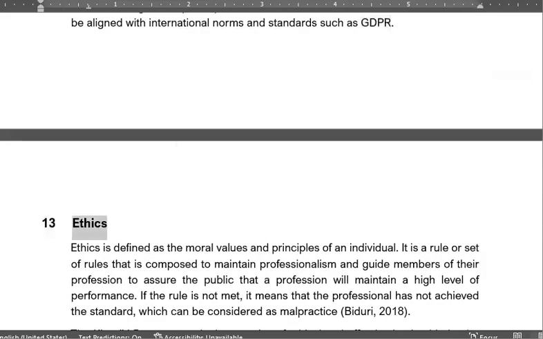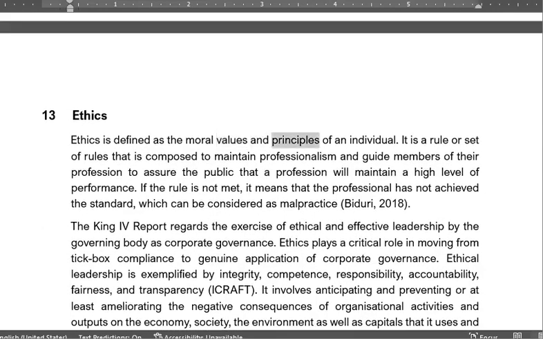13. Ethics. Ethics is defined as the moral values and principles of an individual. It is a rule or set of rules that is composed to maintain professionalism and guide members of their profession to assure the public that a profession will maintain a high level of performance. If the rule is not met, it means that the professional has not achieved the standard, which can be considered as malpractice, Biduri, 2018.